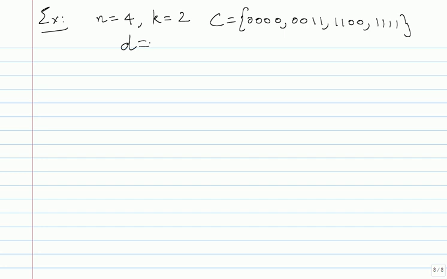Minimum distance is 2, right? Everybody agrees, 2. There are code words which are two apart. So what's the error correcting capability? Zero, right? So you cannot correct. Technically, you cannot correct any error.